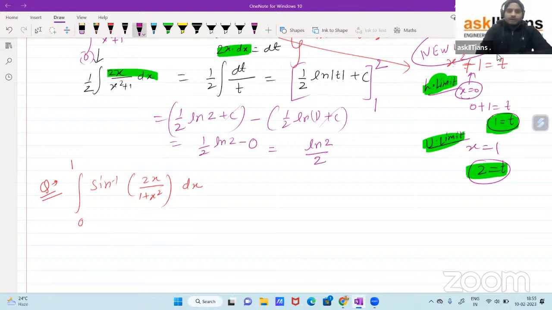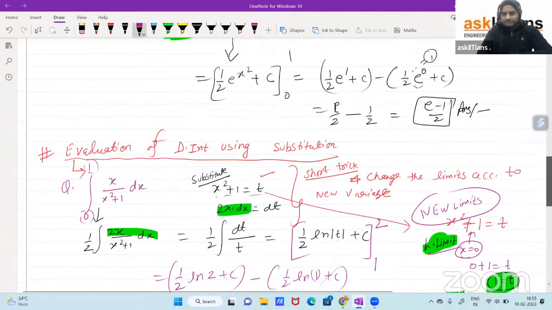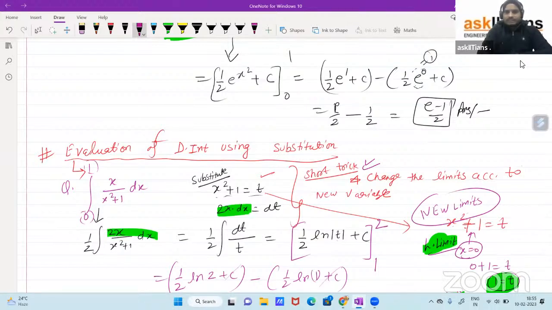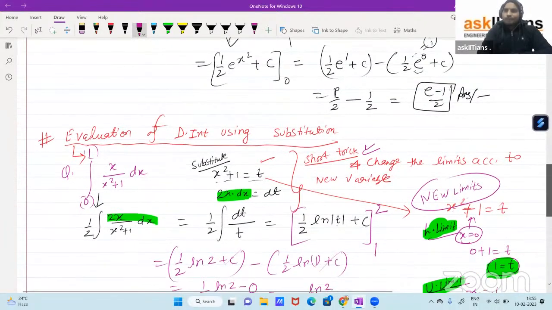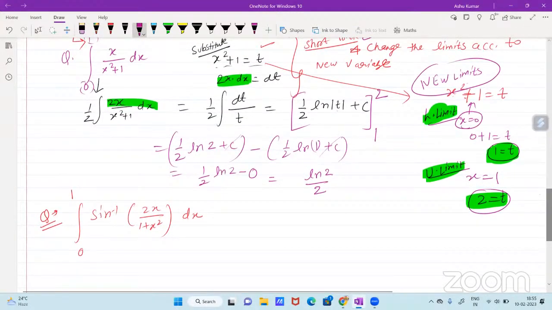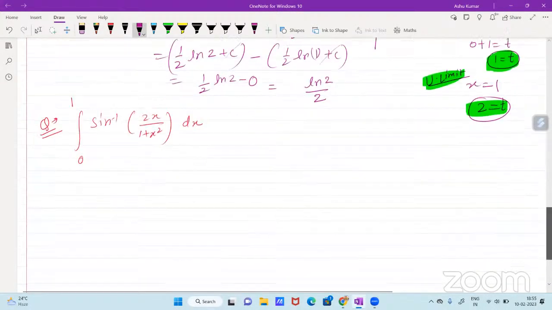But I will suggest you to follow this short trick from now onwards. In board you can use this one. You can directly change the limits according to the new variable. Yes. Okay. Because that would be a shortcut.